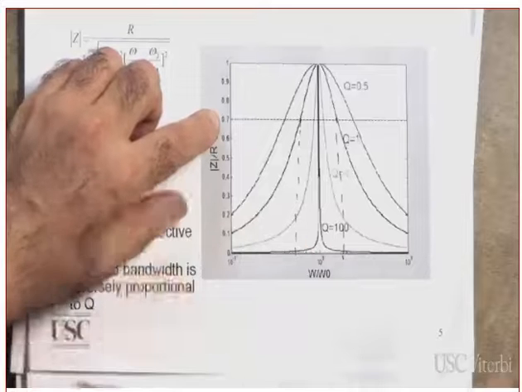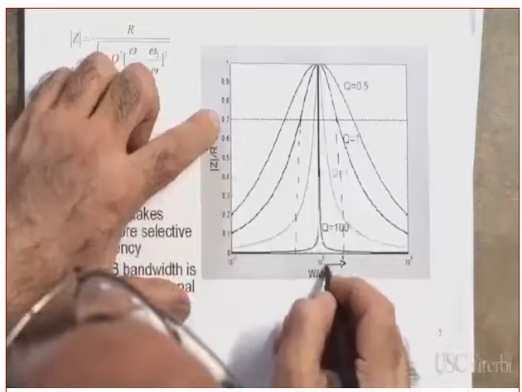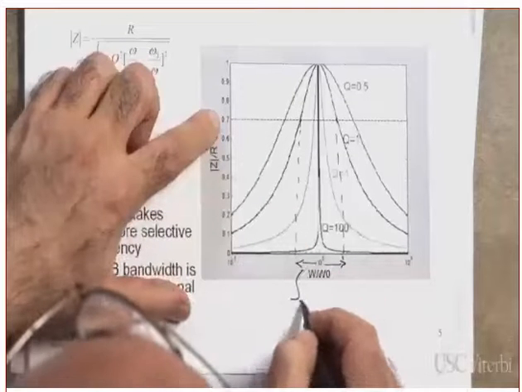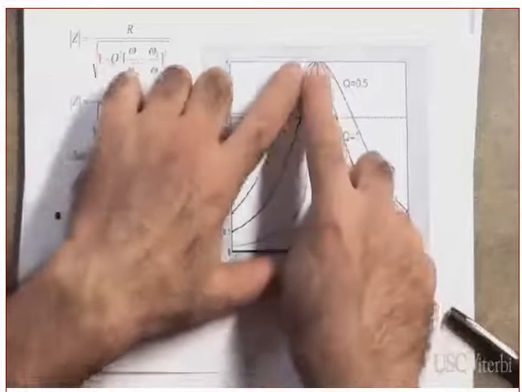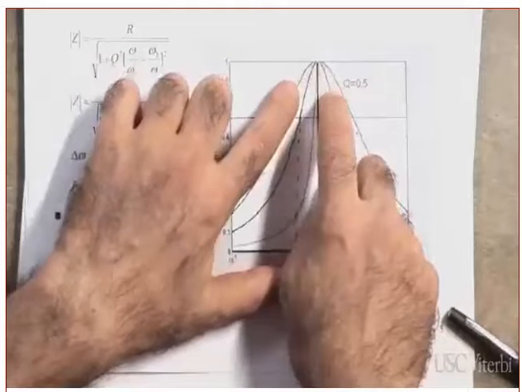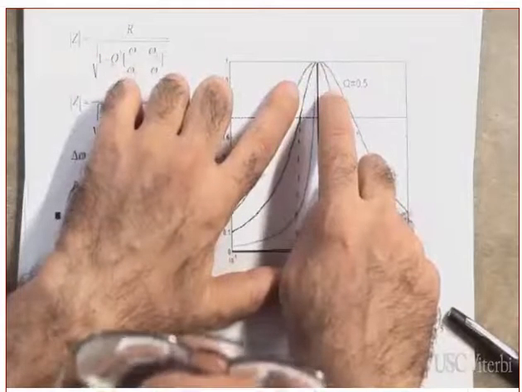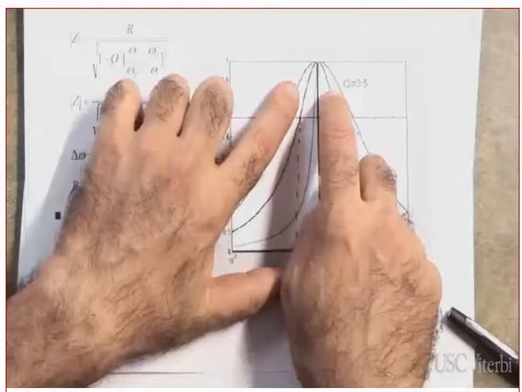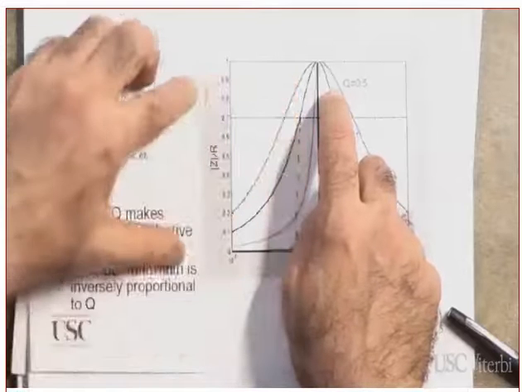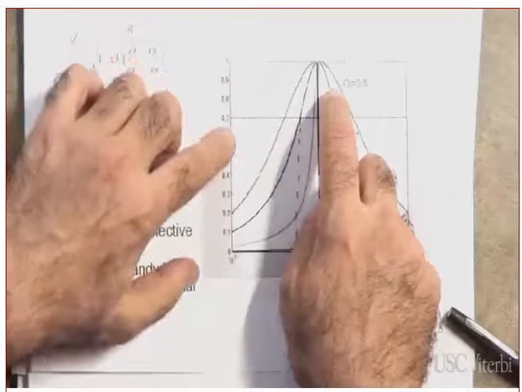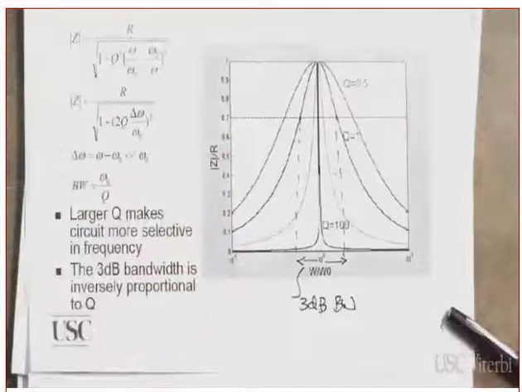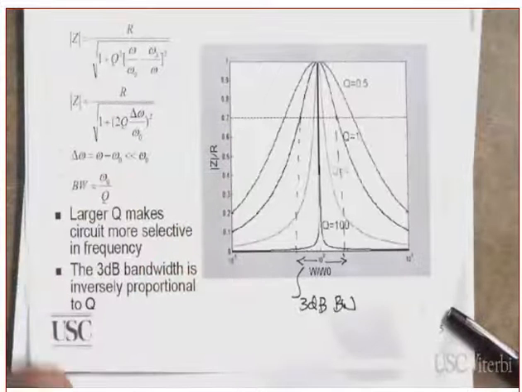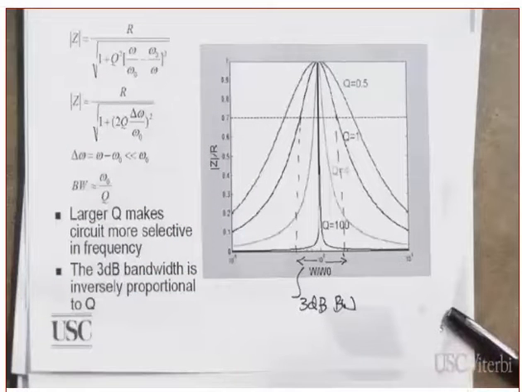Did you get this or not? From here to here, we refer to it as the 3 dB bandwidth. Notice, by the way, if you are getting the magnitude square, then this one will be 1/2, which is 1 over square root of 2 squared. This we call 3 dB below. Did you get this or not?